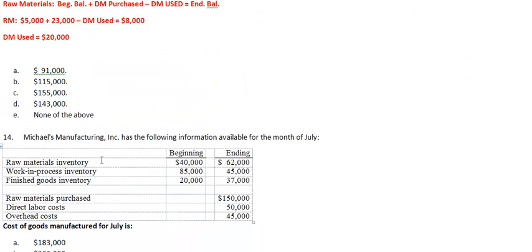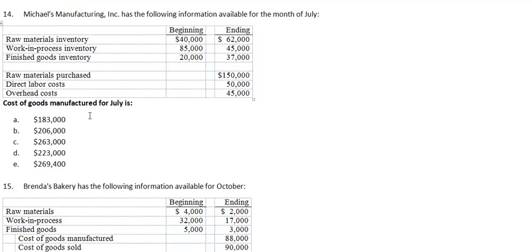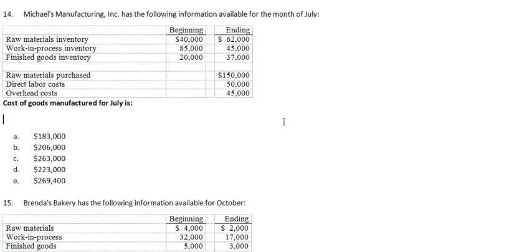13 we went over in class. 14 is asking for cost of goods manufactured. We're going to work this basically exactly like we worked number 13. If you are looking at your formula sheet, you know that to find cost of goods manufactured, that's in the work in process account. So let's just jot down what's going to happen in work in process. Beginning balance plus direct materials used plus direct labor plus overhead minus cost of goods manufactured is going to give you the ending balance.